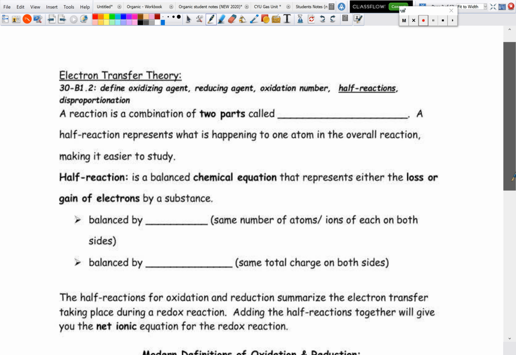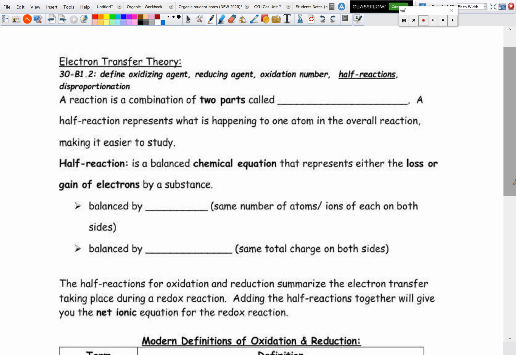So, our theory for this unit is the electron transfer theory. Now, what we have right here is that a reaction is going to be a combination of two parts, and these two parts are called half reactions. A half reaction represents what is happening to one atom in the overall reaction, and this makes it much easier to study. This is where we're actually going to see the electrons. So we're going to see how the electron is being transferred to one atom at a time.